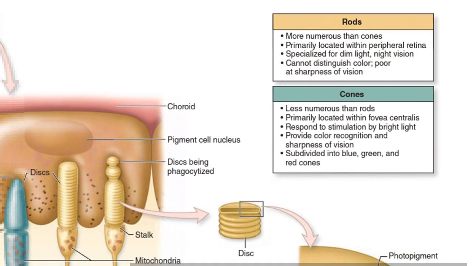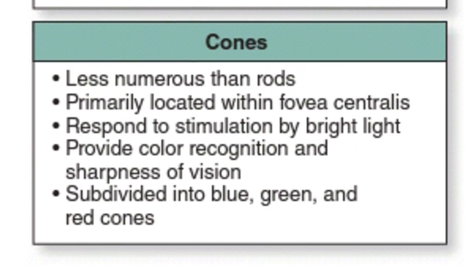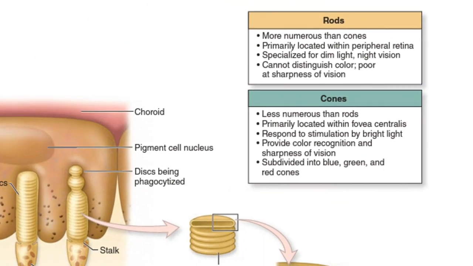Whereas for cones, there are fewer cones than rods. Cones are primarily located within the fovea centralis and respond to stimulation by bright light. Cones provide color recognition. We can distinguish various colors due to the cones, and cones are responsible for sharp vision. Cones are subdivided into blue, green and red cones. So there are three types of cones, for blue color, green color and red color.